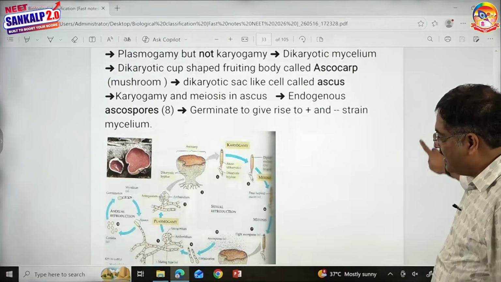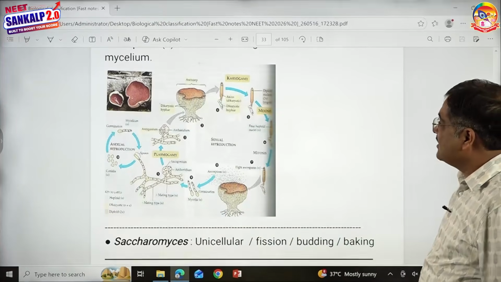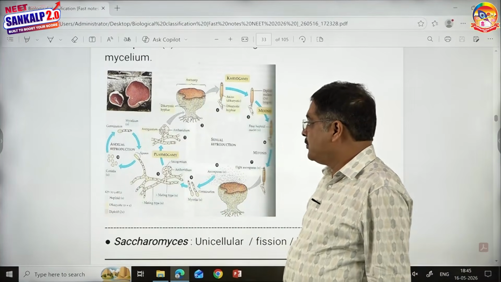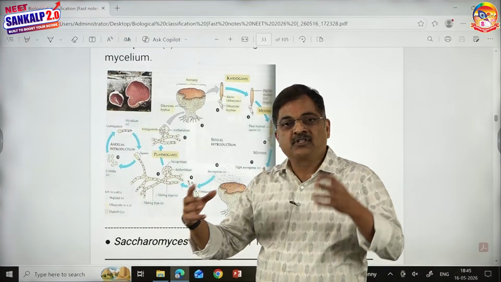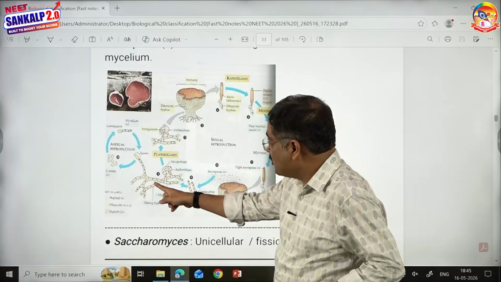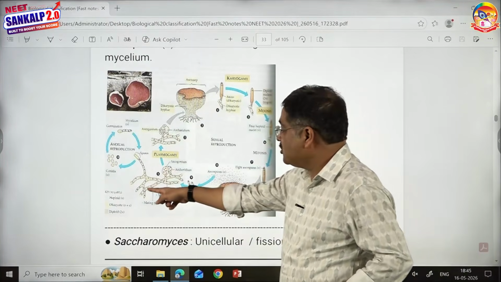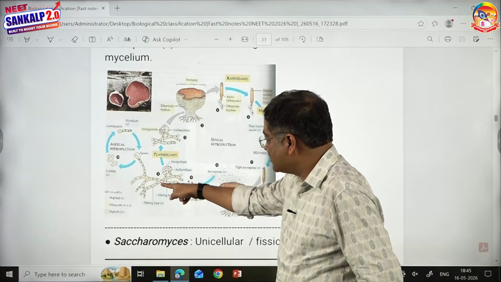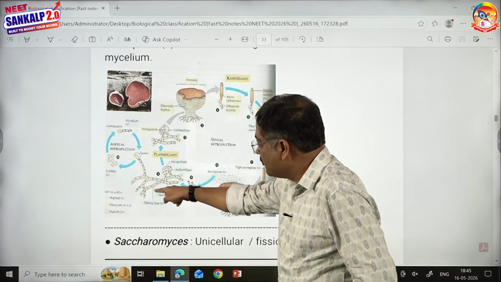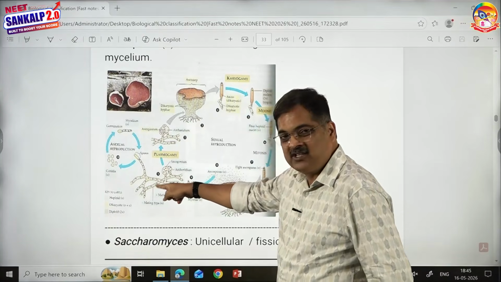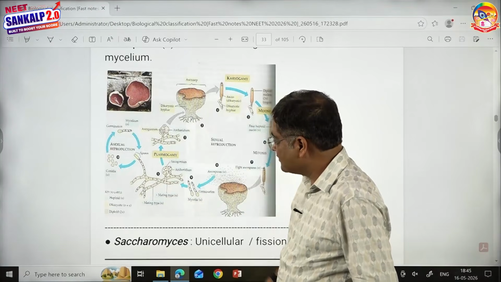Do I have a diagram here? Yes. Now look here, children. Look at this diagram here. These are the spores. What are the spores? Ascospores. Ascospores of plus and ascospores of minus strain. They develop into a primary mycelium. Look at the primary mycelium. Primary mycelium is monokaryotic. They have septa. It's not clearly visible, but they are septate.